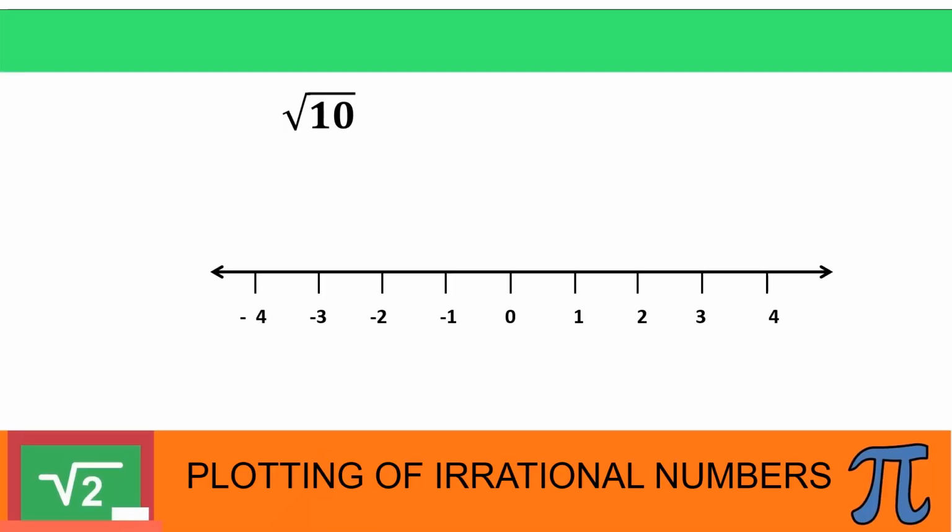Let us now estimate the location of square root of 10 on the number line. Since the square root of 10 lies between 3 and 4, ibig sabihin, dito natin makikita si square root of 10. The approximate value of square root of 10 is 3.16. Half of 3 and 4 is 3.5. So, that means kailangan natin mag-move closer kay 3. So, eto na si square root of 10.